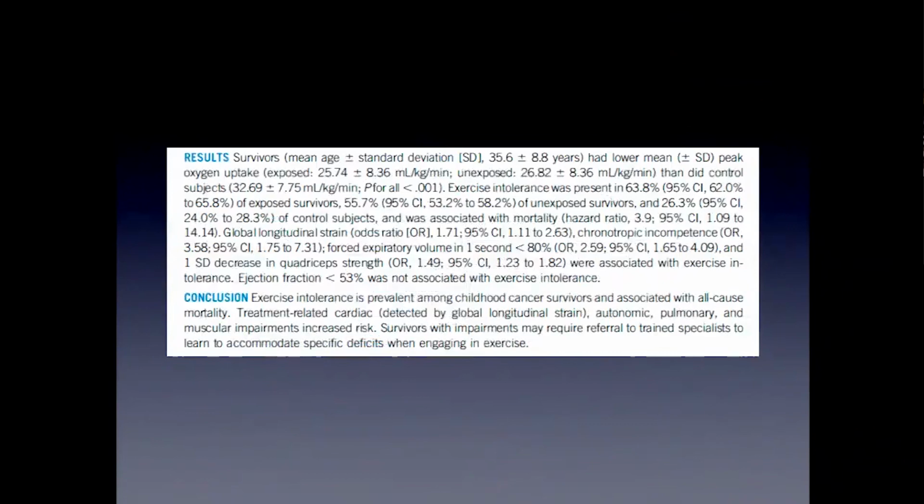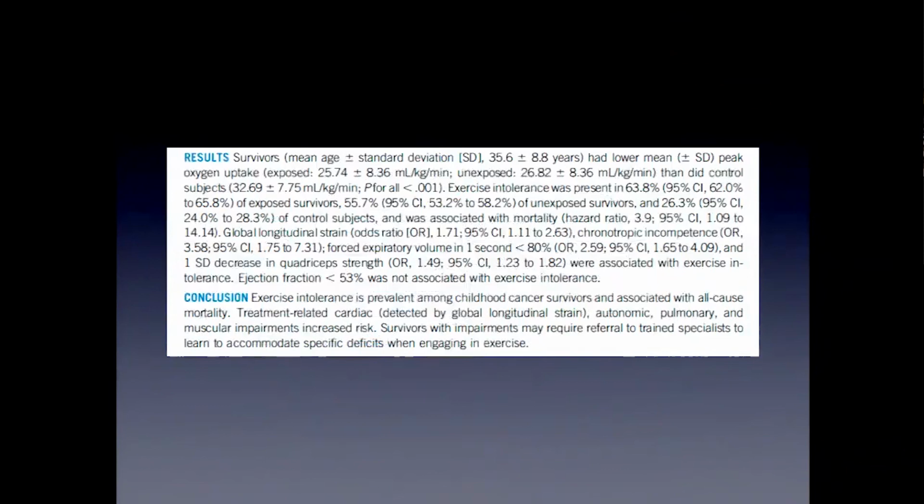And we tried to figure out what are the causes of that. So we were able to identify a few of them. We were able to identify that global longitudinal strain was a predictor of exercise intolerance. Chronotropic incompetence was a predictor, and FEV1 less than 80 was a predictor. Quadriceps strength was a predictor, but there's only one parameter that was useless in the characterization of exercise intolerance in this patient. You already know it, ejection fraction. Ejection fraction was not helpful.